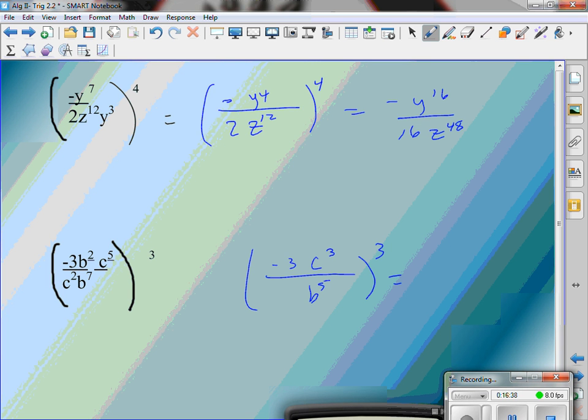What's a -3 times a -3 times a -3? -27. C to the 9th, and B to the 15th. That is your answer. It goes by a lot faster by simplifying ahead of time. Or you would have had B to the 6th, C to the 15th, C to the 6th, B to the 21st, and then you still simplify, you should still get the same answer.